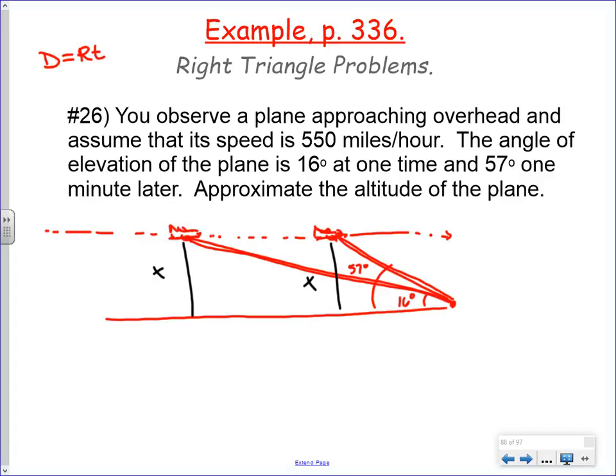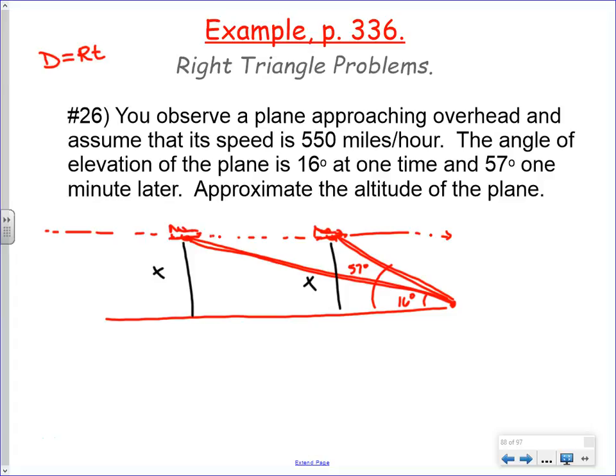I know, so what's missing? What do we want to know? The adjacent. We really want to know the adjacent or the hypotenuse. Do they tell us anything about the distance from us to the plane? No. But what do they tell us about how fast he's going? He's going 550 miles per hour, but can I label this 550? No. That's not how far.